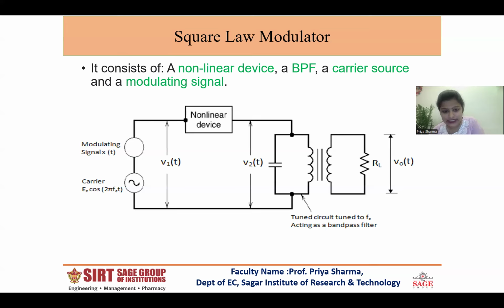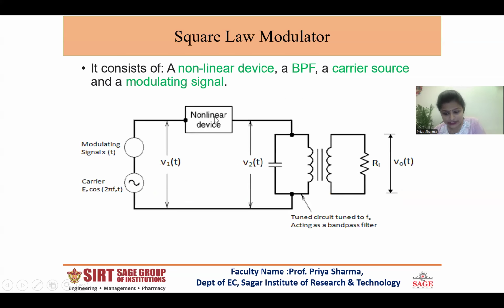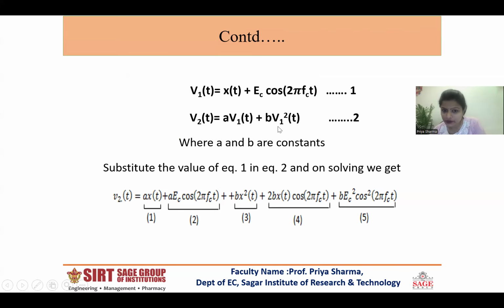The modulating signal and the carrier signal are connected in series with each other, and their sum v1(t) is applied to the input of the nonlinear device. The nonlinear device can be a diode, transistor, or any similar device. Here is a short derivation. v1(t) is given as x(t) plus Ec cos 2 pi fc t, that is the message signal and the carrier signal, and v2(t), the output of the nonlinear device, is given as a v1(t) plus b v1 squared (t), where a and b are constants.